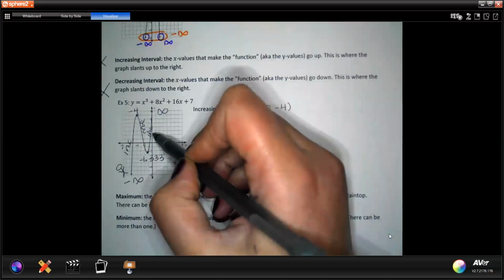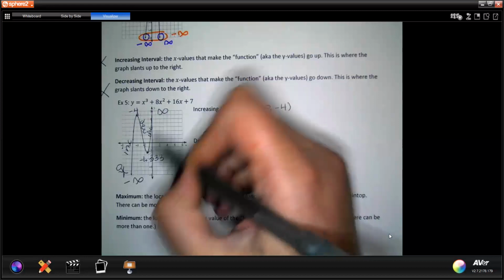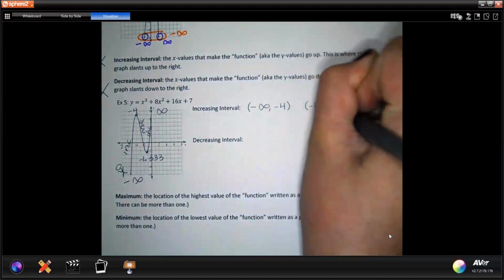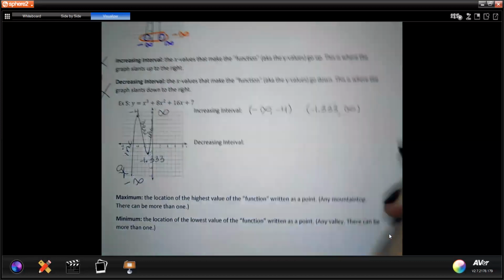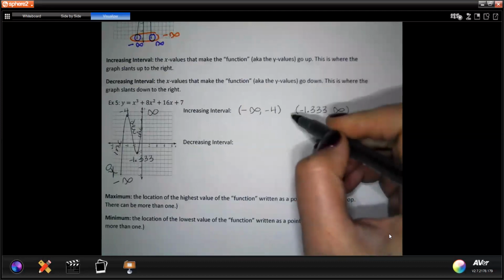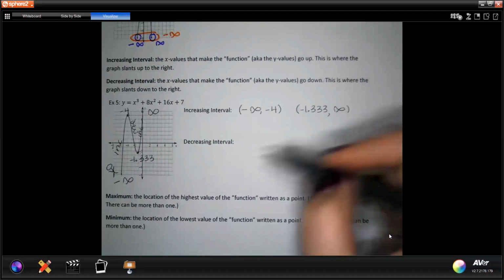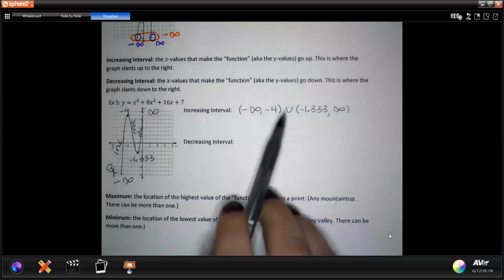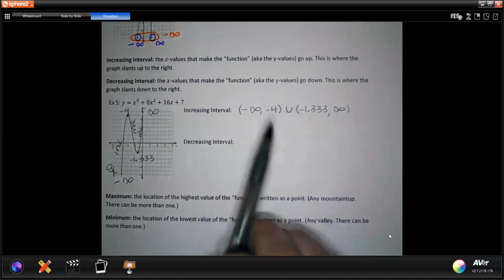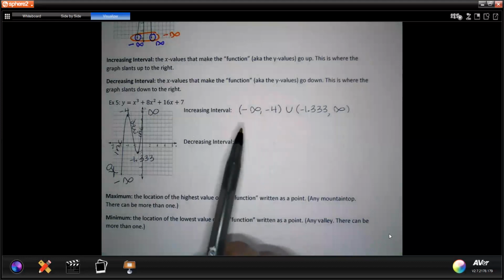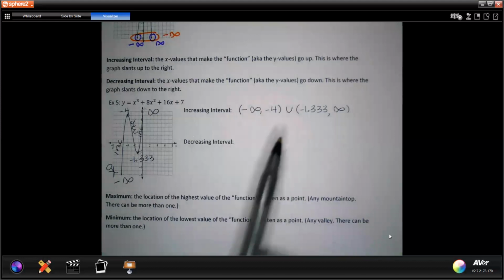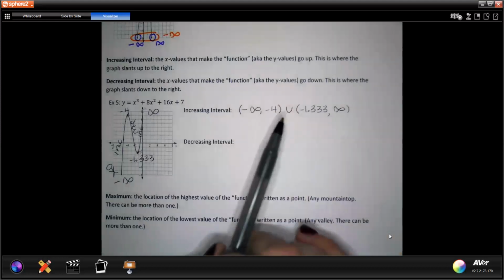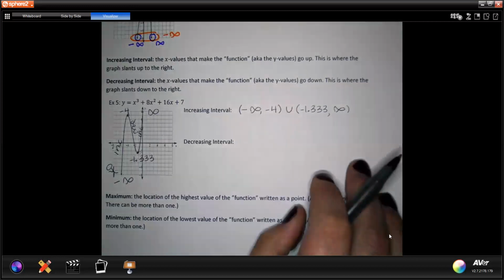The other increasing answer is right here, in between these two numbers. So the other answer is -1.333, comma, infinity. Again, two parentheses. And now, since we have two answers, I'm going to show you something you've never seen before. We put a U anytime we have two answers. It means union. It means that those two answers have to go together. It's not one answer or the other. It has to be both at the same time. If you don't put the U, that doesn't bother me, but you'll always see the U on my answers, and I just don't want you guys to be confused about it.